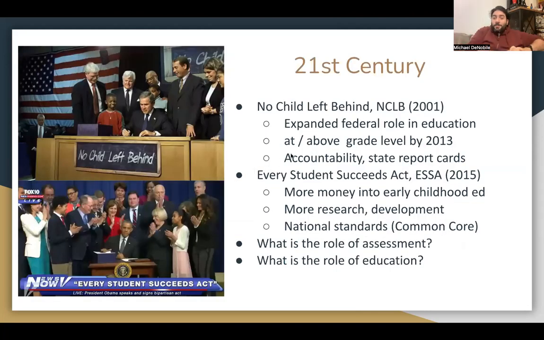and we find out not much changed between the 1980s and the year 2000. So in 2001, George W. Bush signs No Child Left Behind. It expands the federal role in education. Before this, education was only a state-run affair. It's not mentioned in the Bill of Rights.